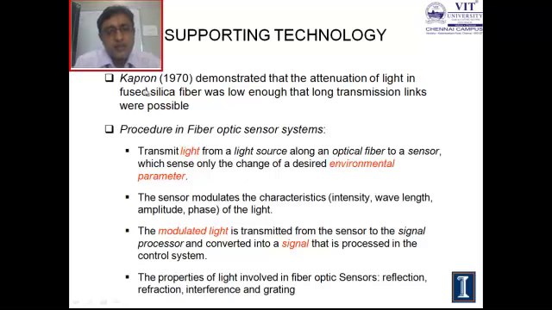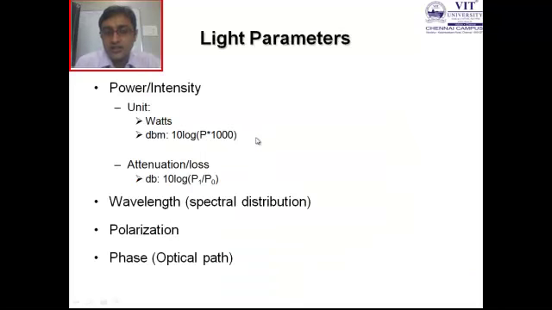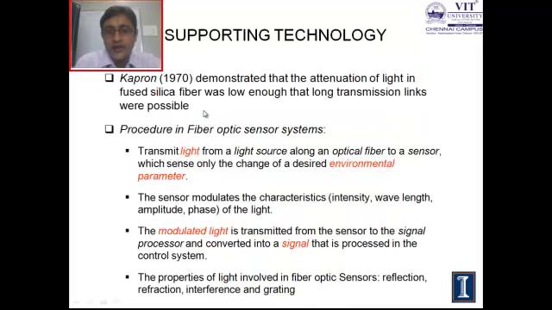You can observe that Mr. Kapron in 1970 demonstrated attenuation in light. Attenuation talks about the power intensity. He said that the power intensity received out of fused silica fiber was low enough that long transmission links were possible. The higher the length, the more the attenuation, and the less optical power is received. Now, this concept was talked about in 1970 by Kapron. The same principle could be used to make the fused silica optical fiber act as an optical fiber sensor. Now, how does the procedure go on?